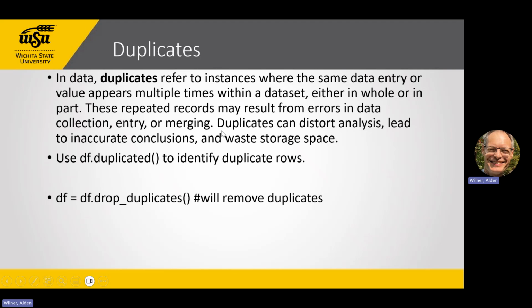But duplicates will distort your analysis. It's a bad thing to deal with, so we want to use the df.duplicated method to tell us where the duplicates are, and df.drop_duplicates will throw them away. And again, at this point, you're probably being interactive with your data. You're not just writing code, batch processing it, setting it off to have a coffee, and then coming back and it's finished, right?